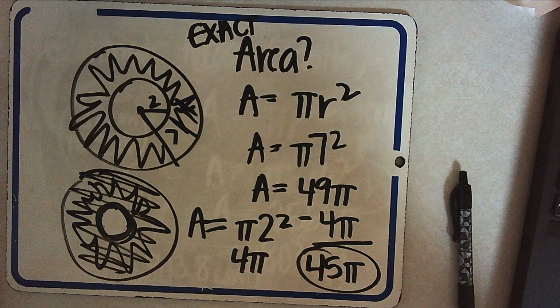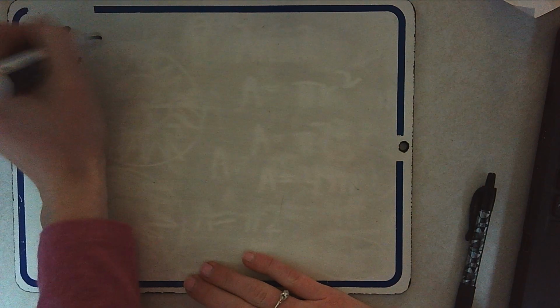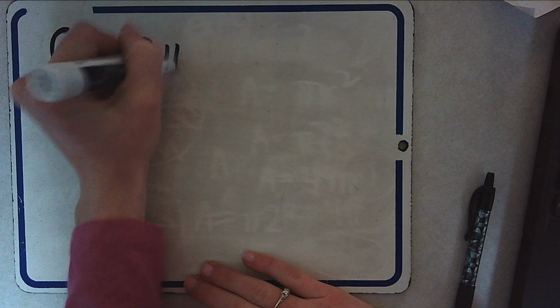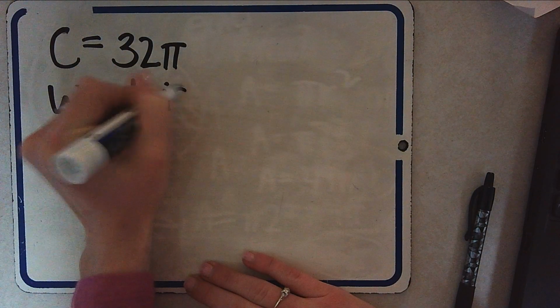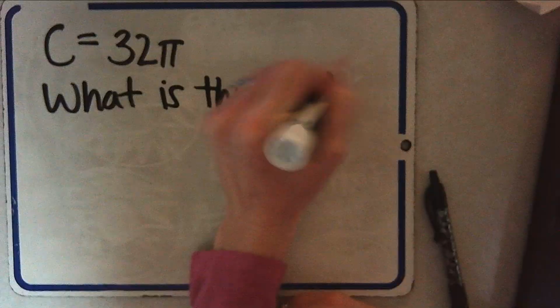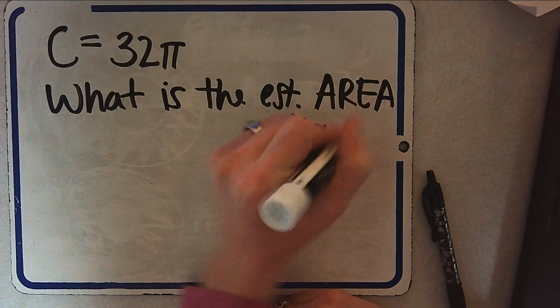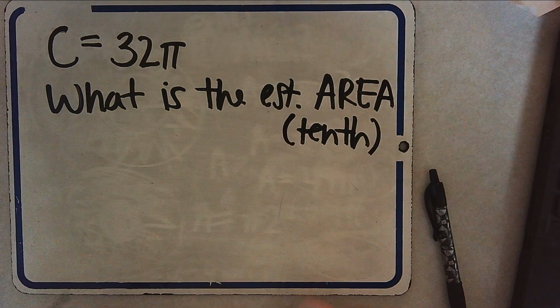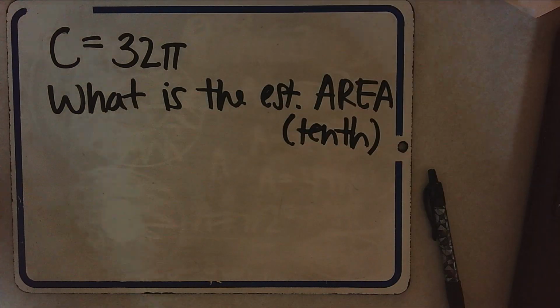And so the very last thing I'm going to do with you is a critical thinking skill. If I told you that a circle had a circumference of 32 pi and asked what is the estimated area, and we're going to do it to the nearest tenth for today's purposes, we would really have to think through some critical thinking here. We did one like this in your notes, but I just want to talk through another example here.